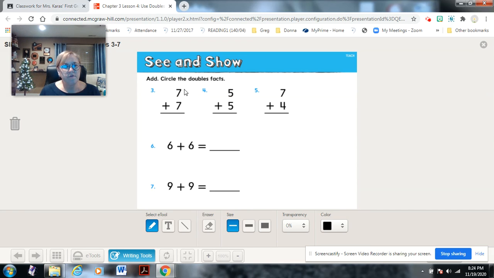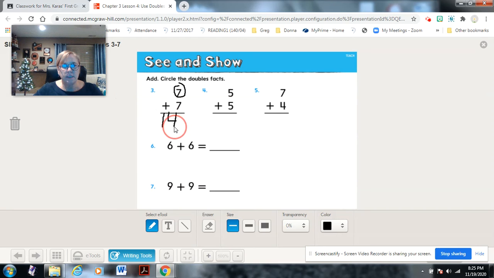I'm going to circle the first 7, okay? And then I'm going to get, now you can use your 7 fingers, all right? Or you can use 7 cubes, all right? So just to show you, you can do it with fingers. I'm going to do that with you. 7 is in my head, okay? 8, 9, 10, 11, 12, 13, 14. Okay, so 14 is the answer.